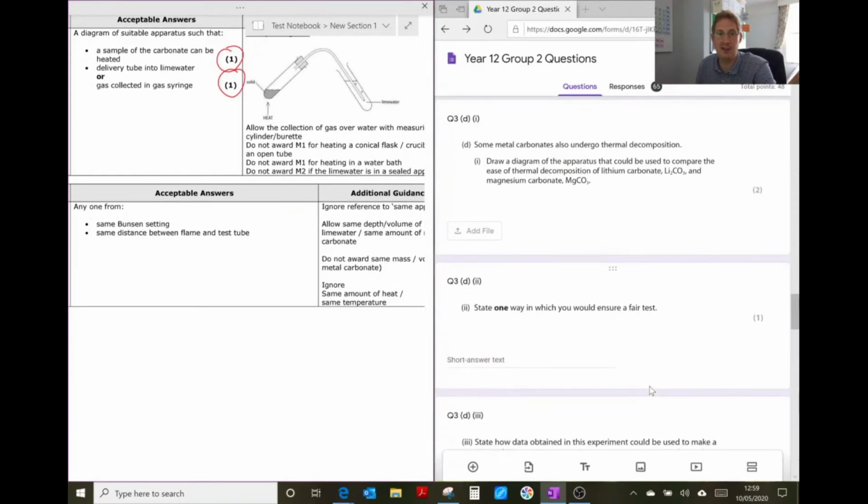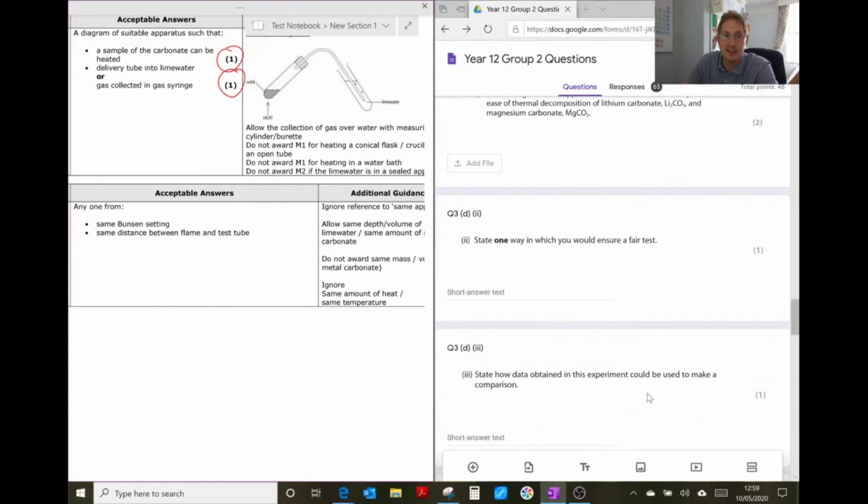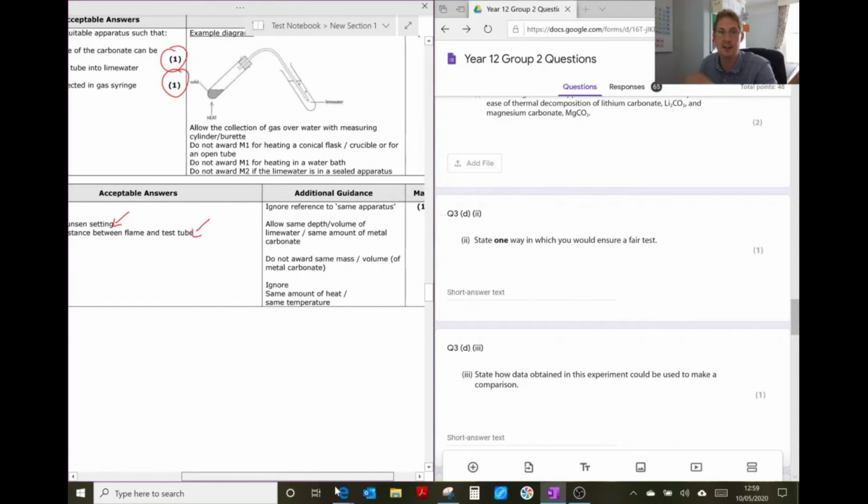How could we have a fair test? Same Bunsen setting or same distance between the flame and the test tube. Don't award same mass of metal carbonate. Ignore reference to same apparatus. Allow same depth or volume of lime water. Some people went for that.